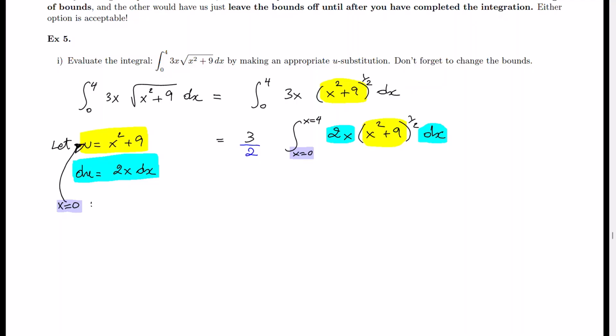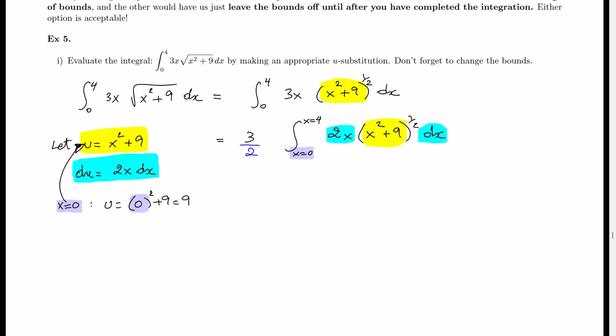This is the expression that relates x and u for us in this problem. The u is supposed to be x squared plus 9. So if x takes on the value 0, what would be the result of 0 squared plus 9? Well, obviously that's going to be 9. So we're going to remove x equal to 0 and put u equal to 9 in its place in the next line.